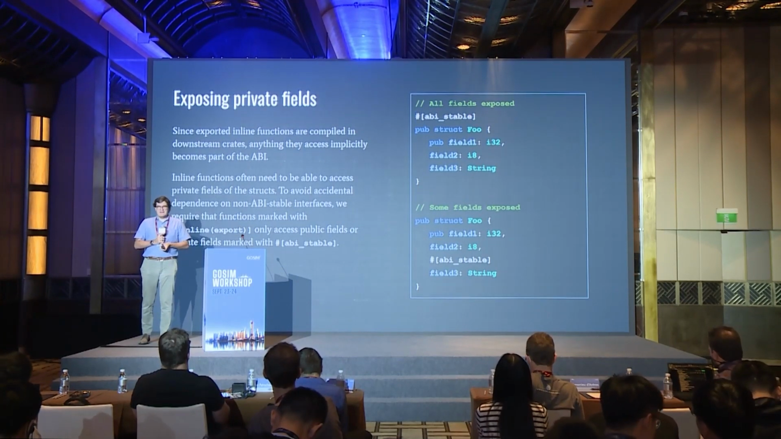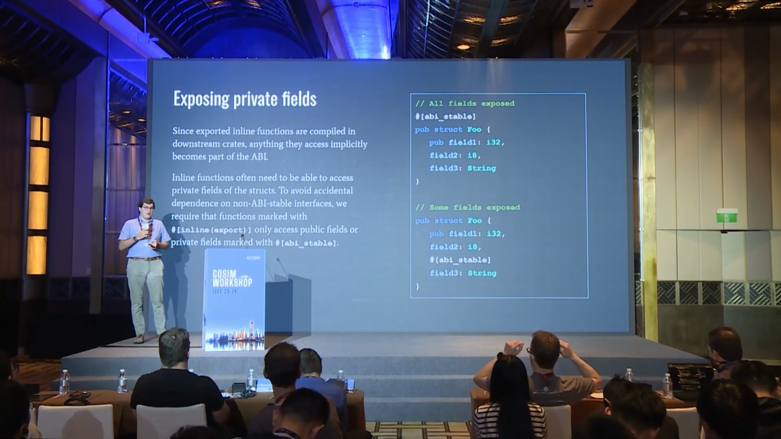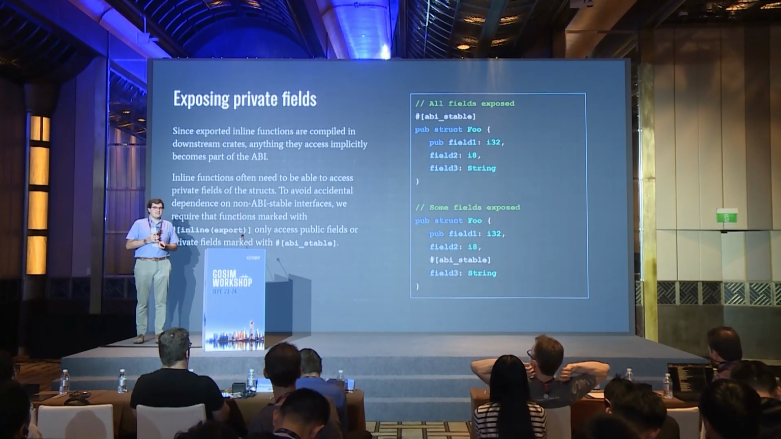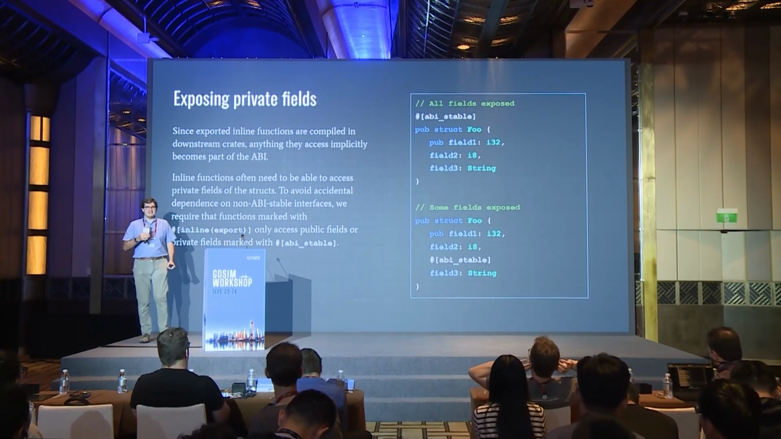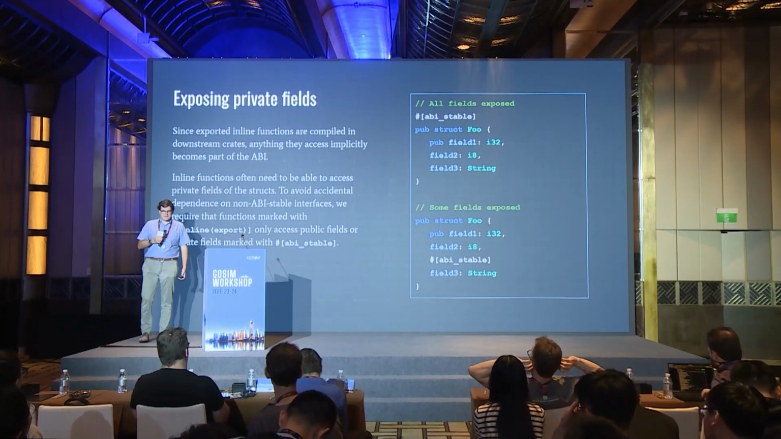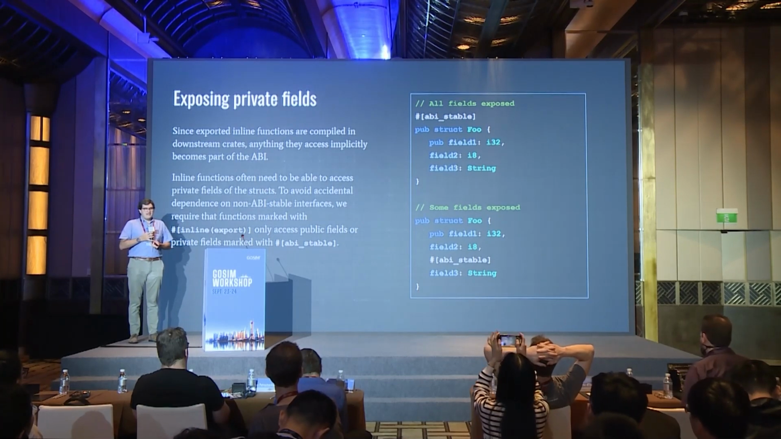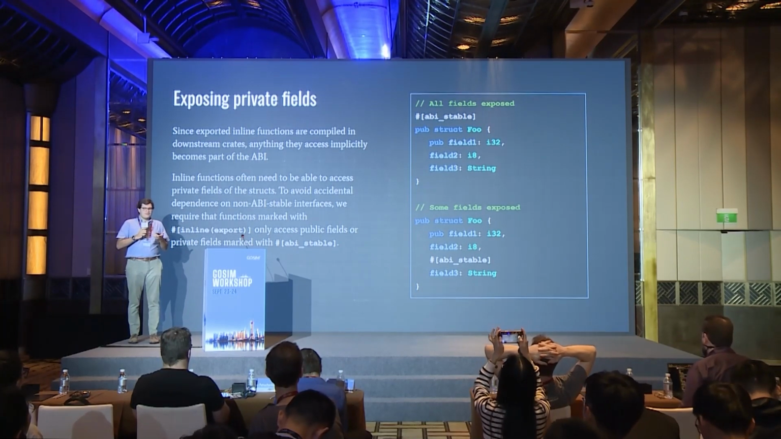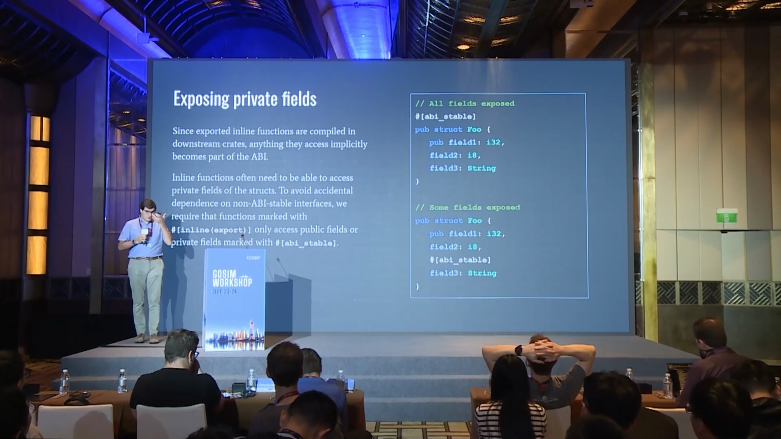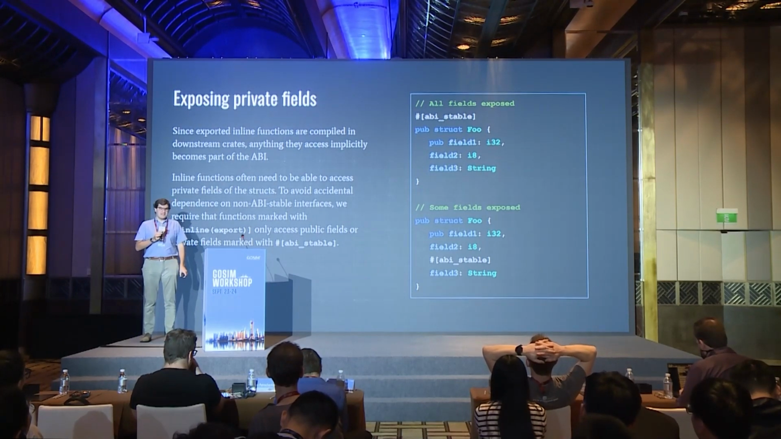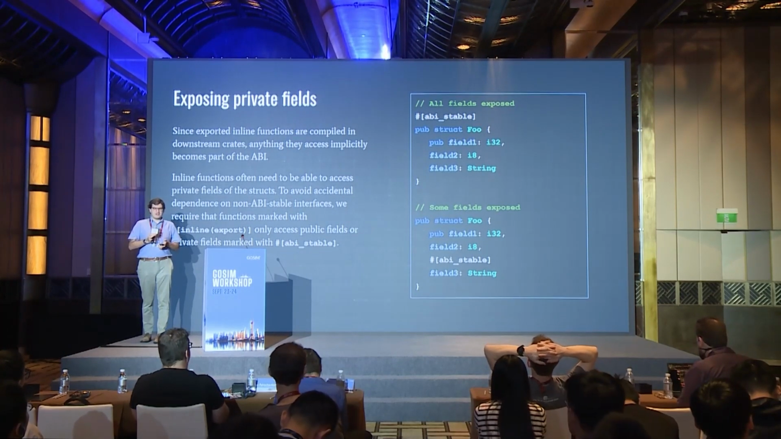Now, an inline function being defined inside the crate is able to access private fields. However, this needs to be done very carefully because anything that an inline function accesses implicitly becomes part of the ABI. So the solution here, to avoid accidentally making huge parts of a crate part of the ABI, is to restrict exported inline functions to only access fields that are either public or that have been specifically marked as being ABI stable.